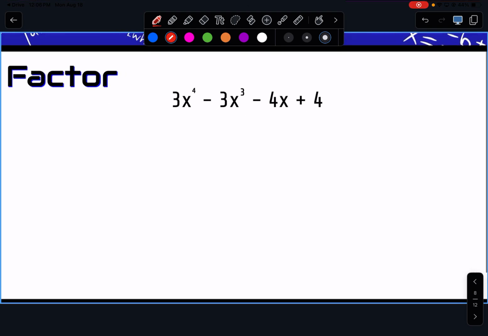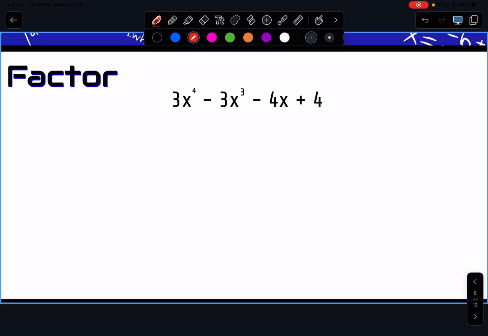All right, so how many terms do we have here? 4 terms, okay? And that's the thing that's going to jump out to us. Now, one thing I want to point out is this: just because it has 4 terms doesn't necessarily, positively, absolutely mean we have to use grouping.